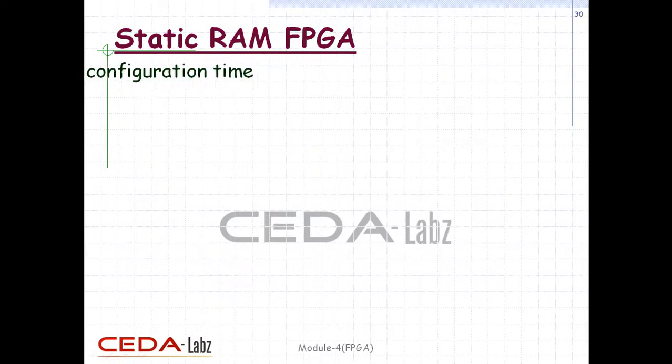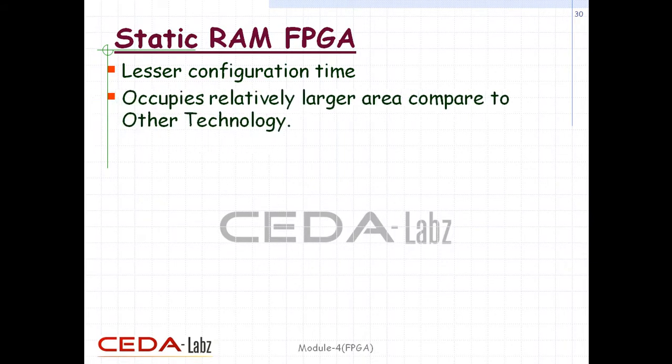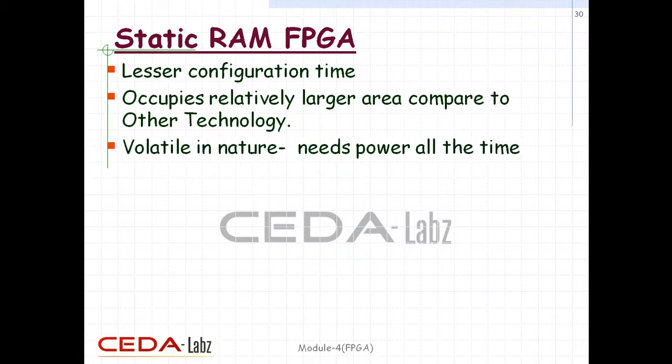Static RAM FPGA requires very little time for configuration, since each SRAM cell contains either 6 or 4 transistors. As there are lots of SRAM cells present inside an FPGA, FPGAs based on SRAM technology require a large area. Since SRAM-based FPGA is volatile in nature, it needs power all the time for storing the configuration data.